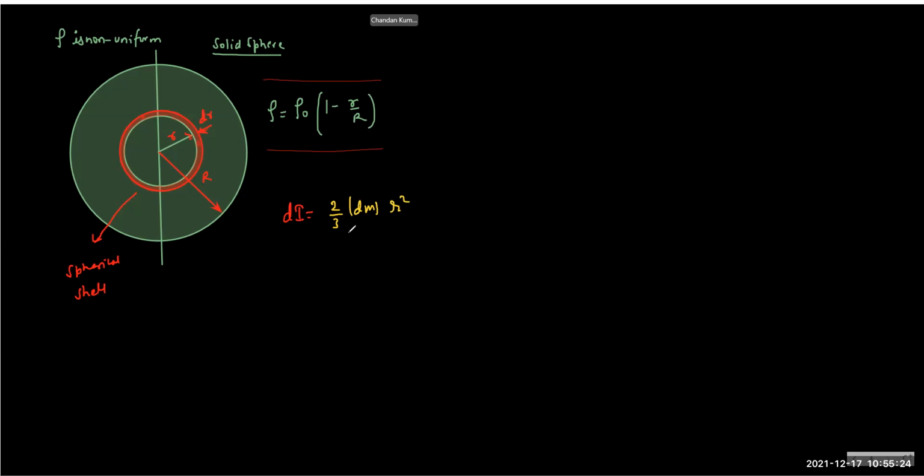And now the next question is how to write dm. Of course dm is simply density into volume. Now density of which location? At a distance r, which we know the answer: it is rho naught (1 minus r by R). So what is dV? dV represents the volume of the thin shell, and how much is that? 4 pi r square into dr.